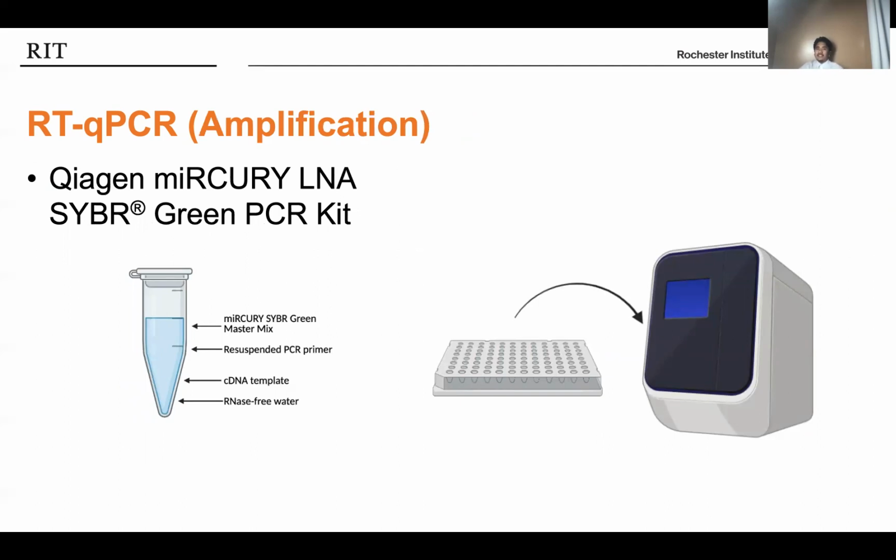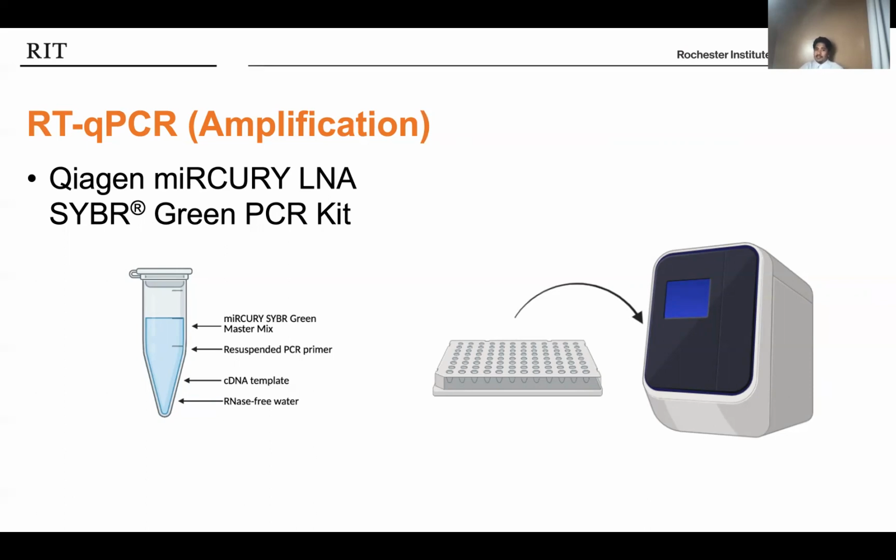And for this step, we use a SYBR Green PCR kit from QIAGEN. And like the last slide, the reagents are shown in the bottom left. One important thing to note about this, though, is the PCR primer does depend on the microRNA of interest. This is because the primer itself is specific to the microRNA. It will amplify the specific microRNA, and then that's where we will get our reading.